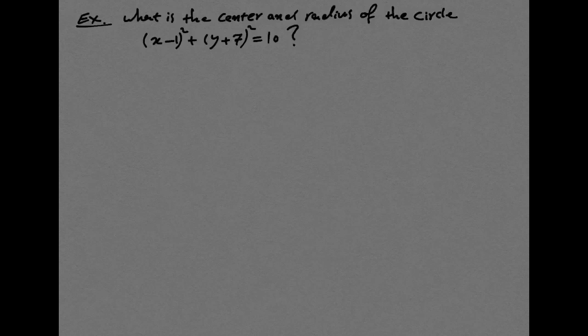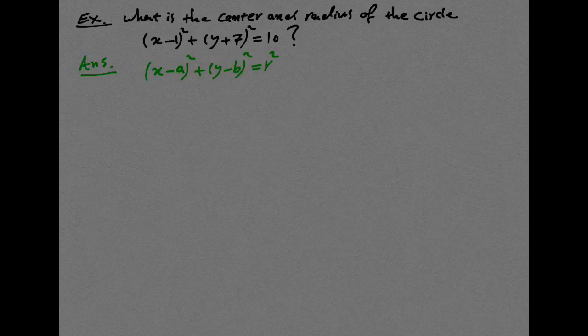Okay, so let's see. All we have to do is to just compare this equation with the standard equation of the circle, which was (x minus a) squared plus (y minus b) squared equals r squared. So now let's compare them. If you compare this part with this part, you will immediately notice that a must be 1. And if you compare this part with this part, it's kind of obvious that b must be negative 7, because here you have plus. So in order to get a plus here, this b number must be negative. So that must be negative 7.